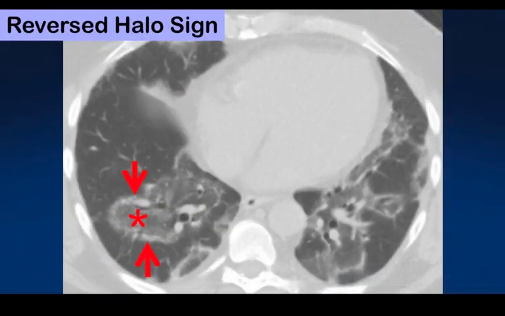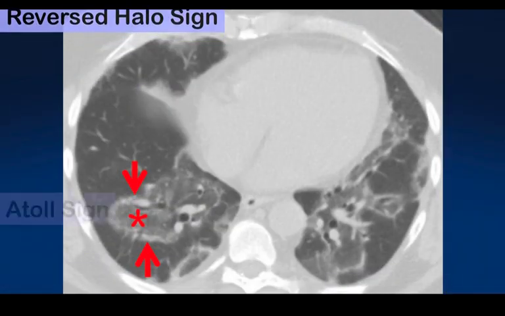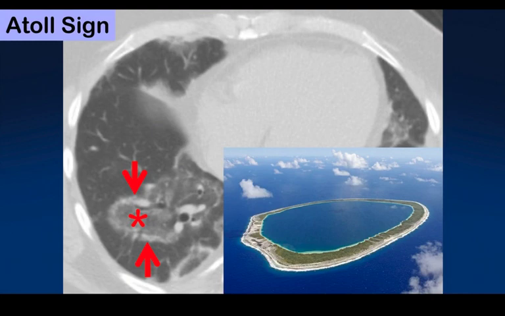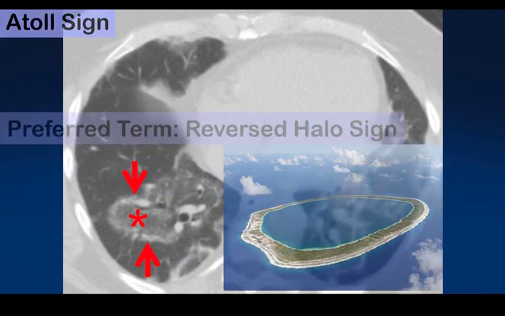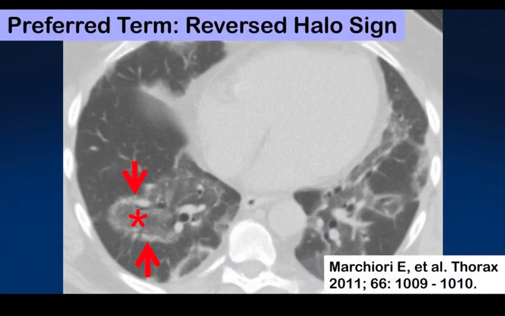Now, I should point out that the reversed halo sign is also known as the Atoll Sign in the literature because they resemble atolls in the South Pacific, but the current preferred term is the reversed halo sign, as pointed out by Dr. Marchiori's article.